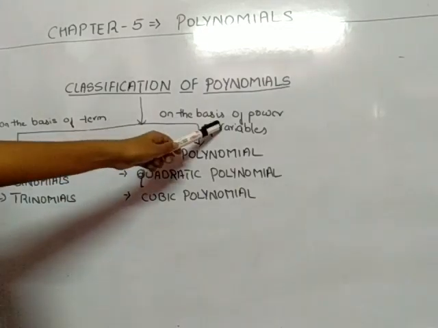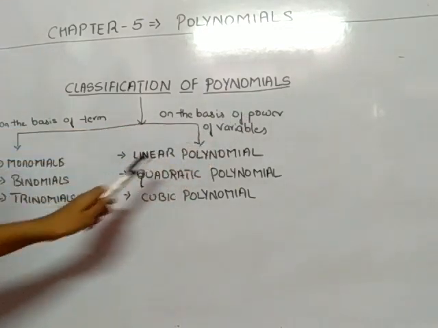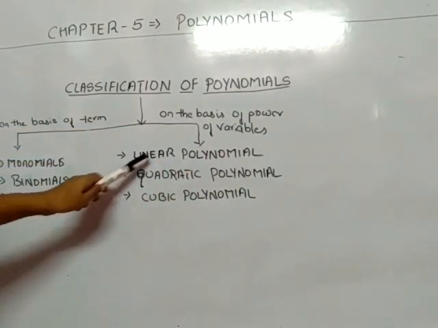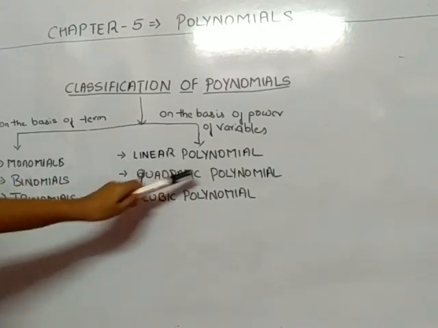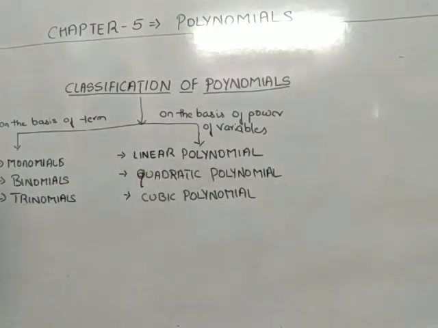On the basis of power of the variables, again there are 3 types. Those are linear polynomial, quadratic polynomial and cubic polynomial. This is how they have classified the polynomials. Let us study their definitions one by one. First we will study on the basis of terms, means we will study all these 3 types one by one.